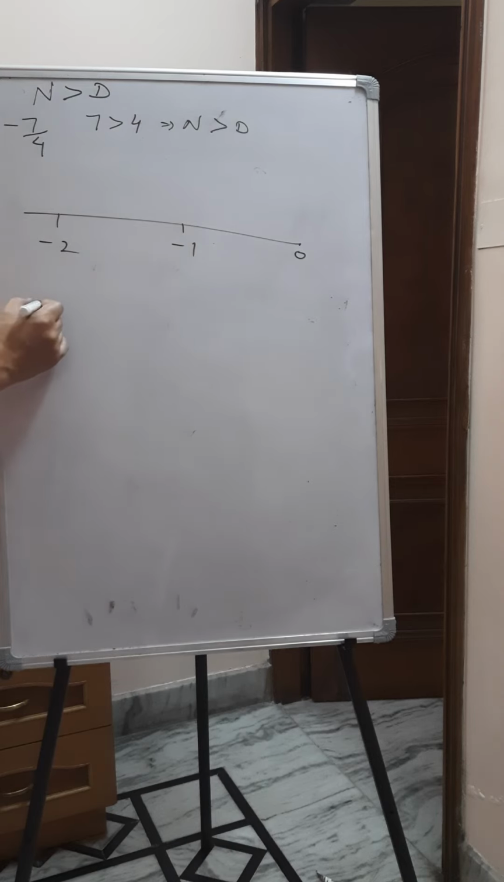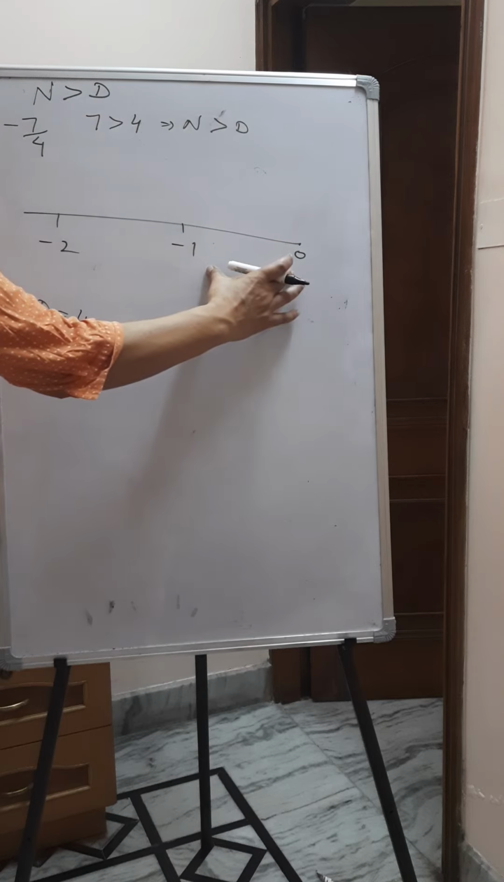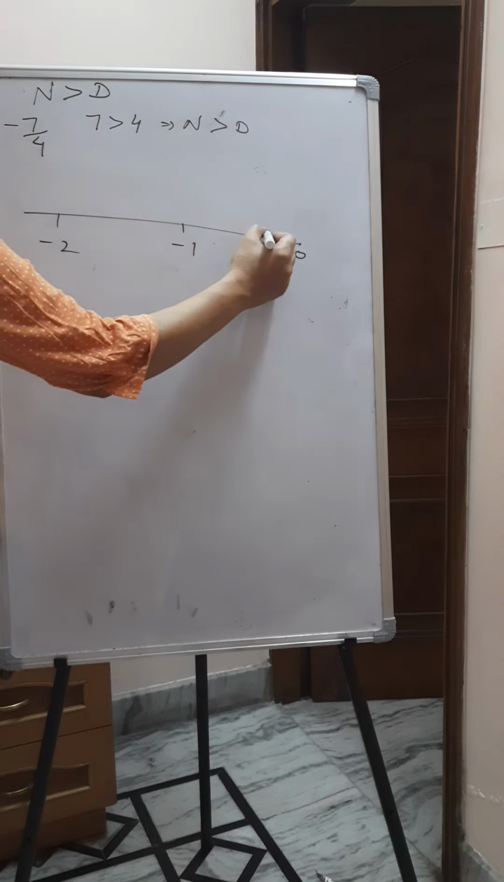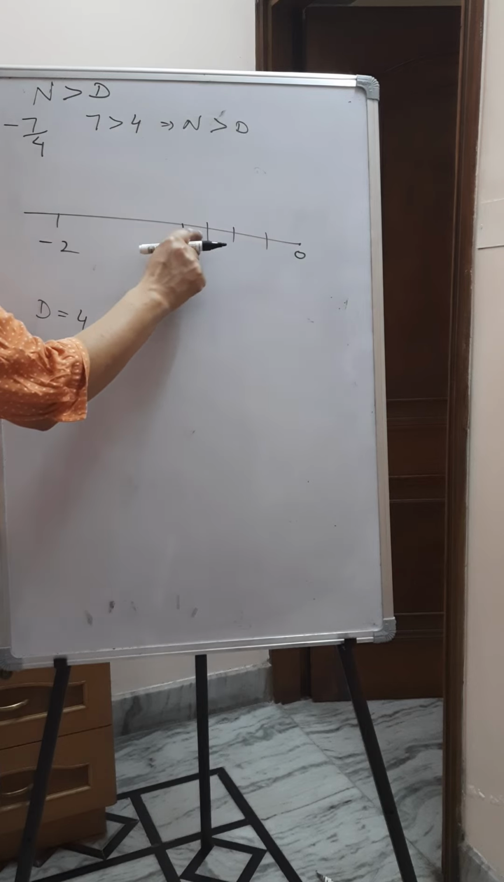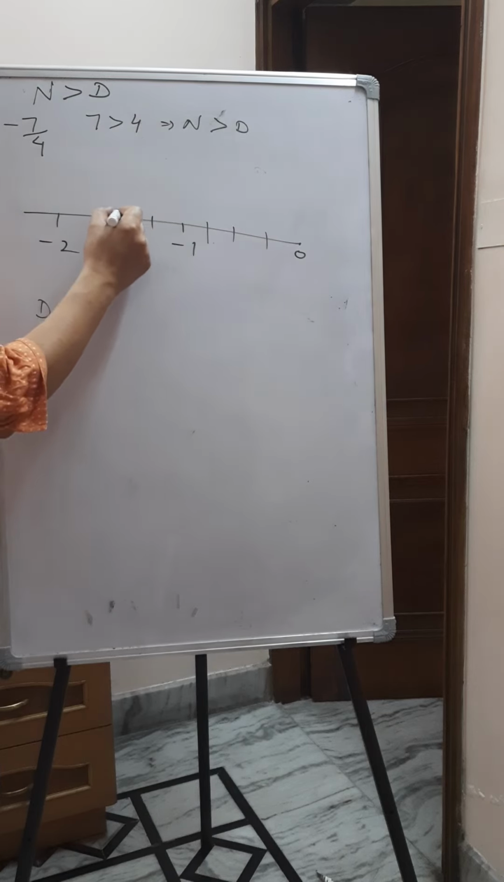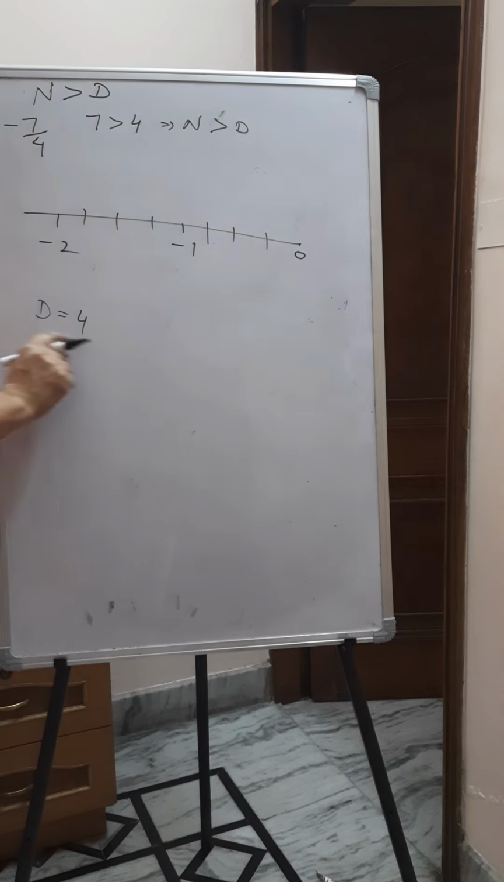Now the first step: what is the denominator? 4. Divide each interval into 4 parts. This is 1 part, 2 part, 3 part, 4 part. Again, 1 part, 2 part, 3 part, 4 part. Followed? Denominator is 4.